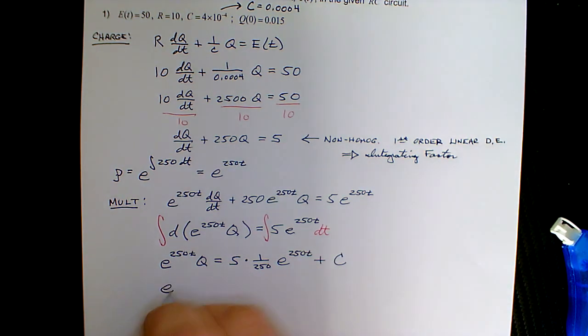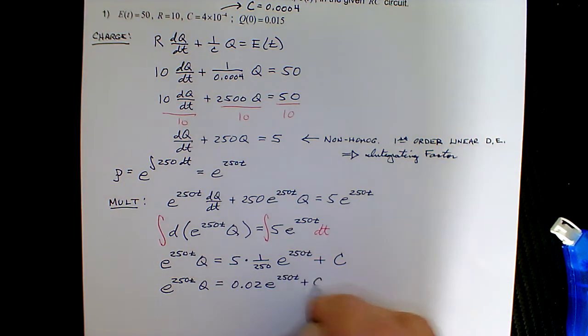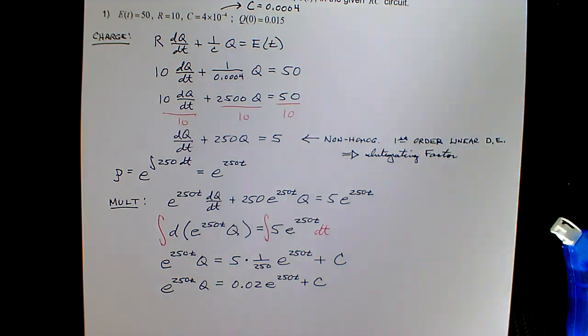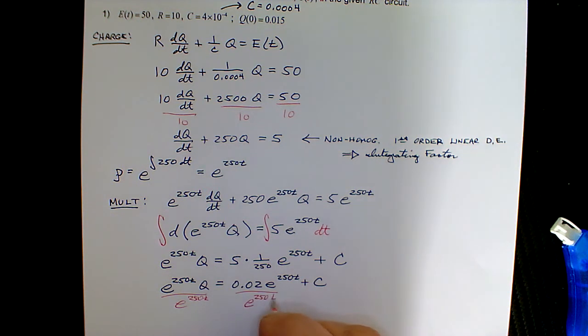So let me just do this. I'm just going to rewrite it. 5 over 250, 0.02 as a decimal. Okay, and then we're going to solve for q. So divide everything by e to the 250t.